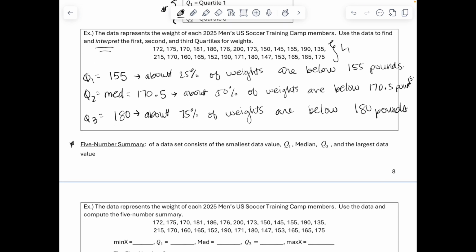Right below this, we have what's called a 5-number summary, which is really important in calculating and graphing different things in future chapters along with this chapter. It says a 5-number summary of a data set consists of the smallest data value, Q1, the median, Q3, and the largest data value. So there's 5 things that you're going to have. It's going to be the min, Q1, the median, Q3, and then our max value. So that would make up our 5-number summary.